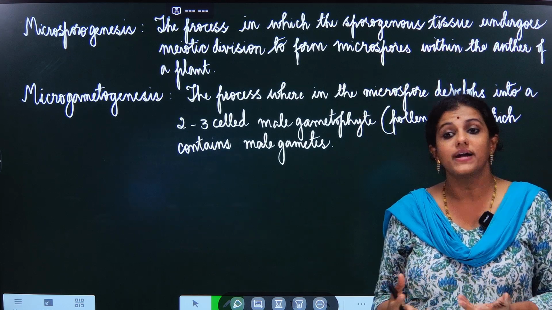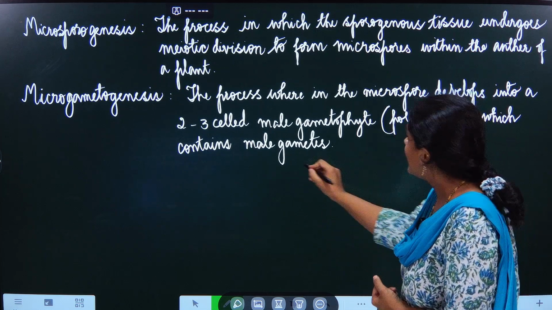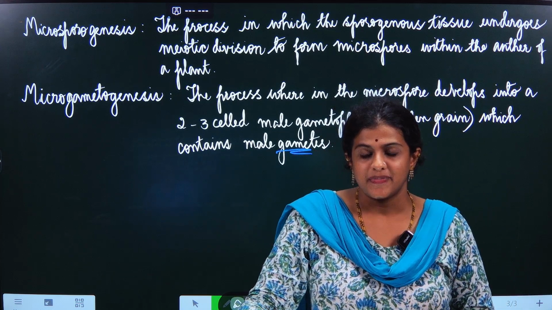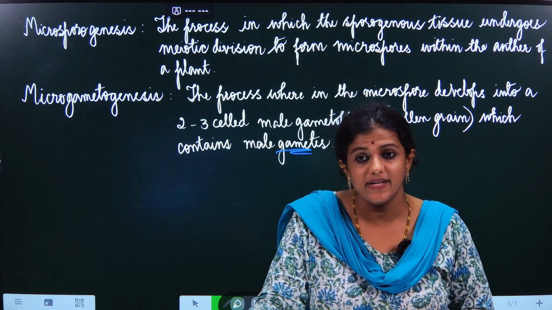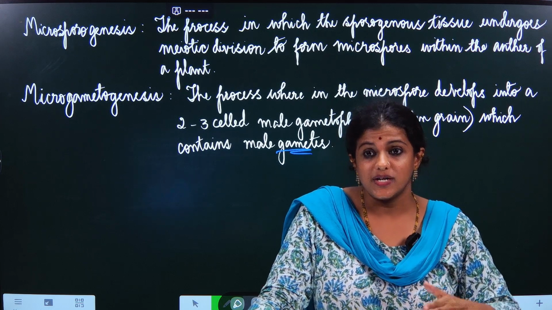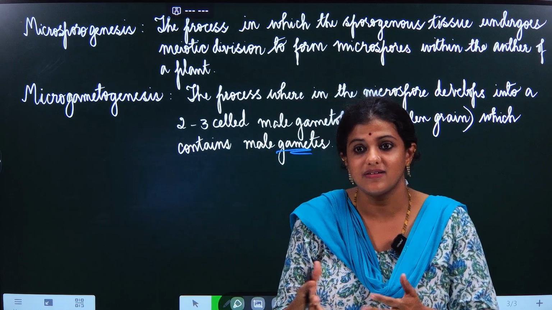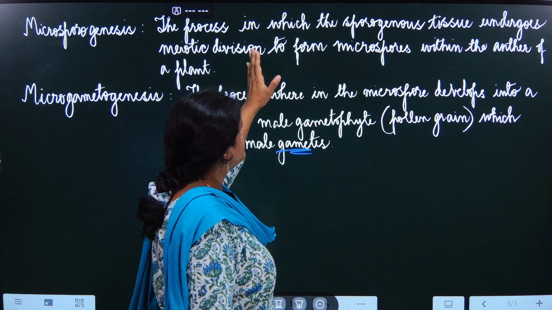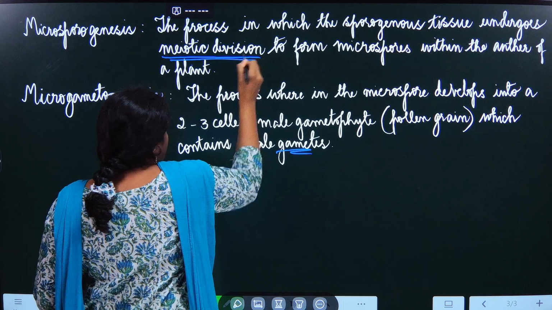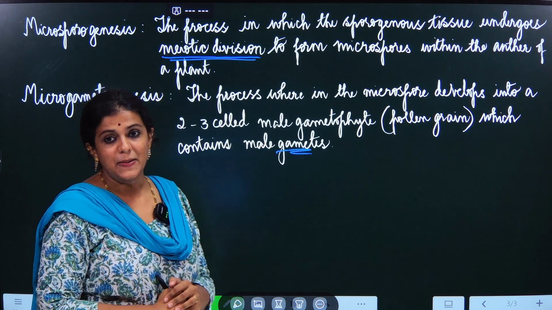It undergoes meiotic division. Why does it have to undergo meiotic division? Because its ultimate agenda is to produce gametes. So the plant is diploid. So can its gametes be diploid? No, right? Gametes always have to be haploid, because after fertilization again they have to restore the diploidy, right? So sporogenous tissue undergoes meiotic division. This is very, very important. It undergoes meiotic division to form microspores within the anther of a plant.